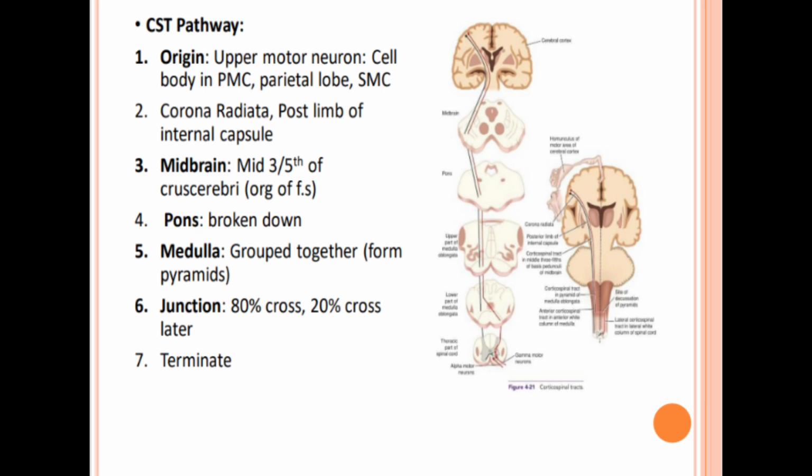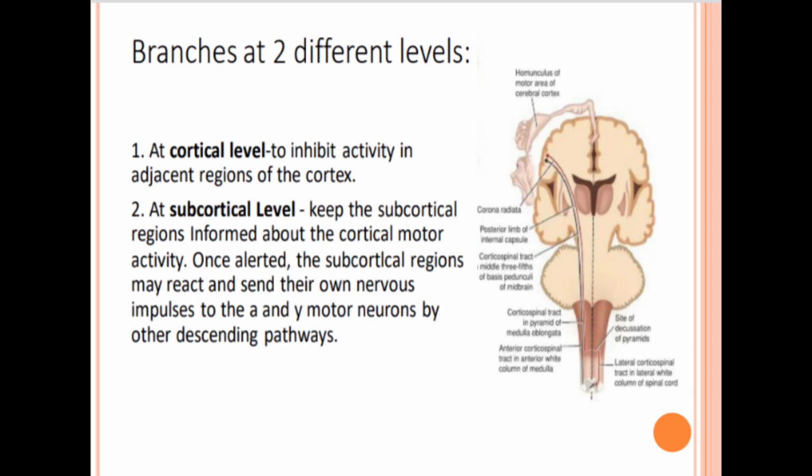Now let's talk about their termination. The majority of the corticospinal fibers terminate by synapsing on internuncial neurons, while only the larger ones terminate directly on the anterior motor neuron, and that's why they are responsible for the skillful activities carried out by our hand muscles.